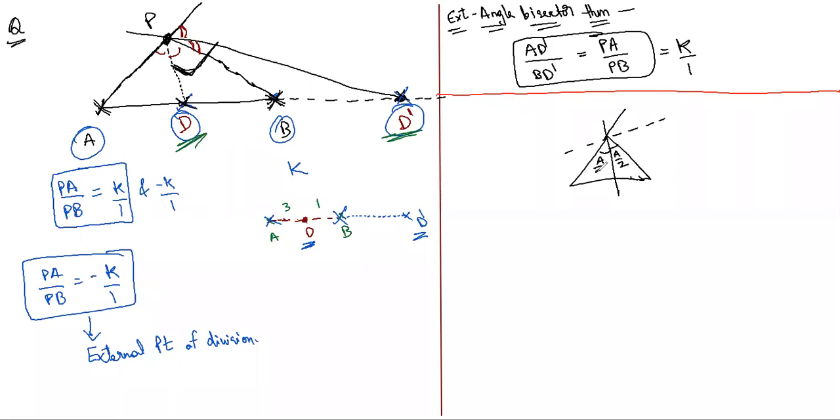This will be A by 2, A by 2, and this will be 180 minus A divided by 2. What is 180 minus A divided by 2? 90 minus A by 2 and 90 minus A by 2. Okay. So what is the angle between the internal angle bisector and external angle bisector?